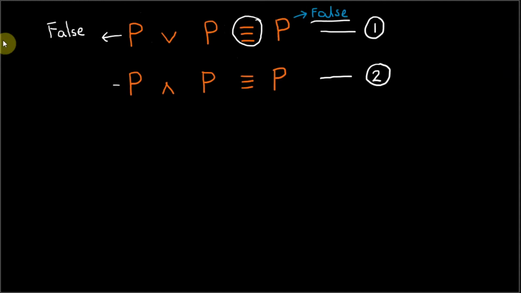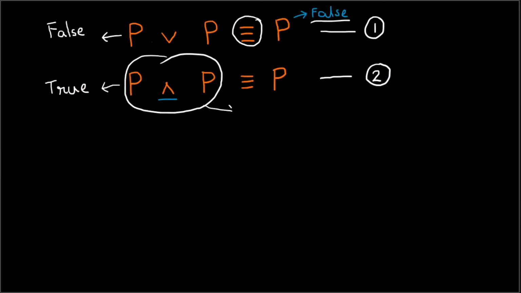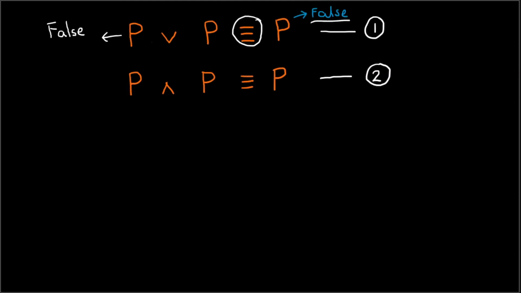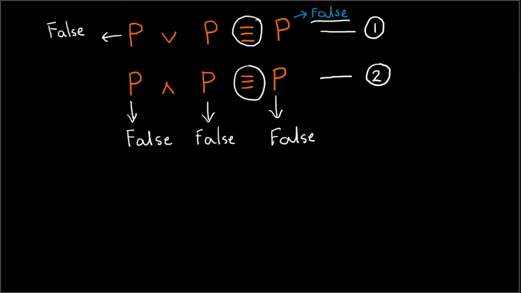For the second equivalence, if P is true, and because it is a conjunction, the output is true. When both statements are true, a conjunction is true. Therefore, we have true on both sides. The equivalence holds. When P is false, everything is false and the equivalence is valid.